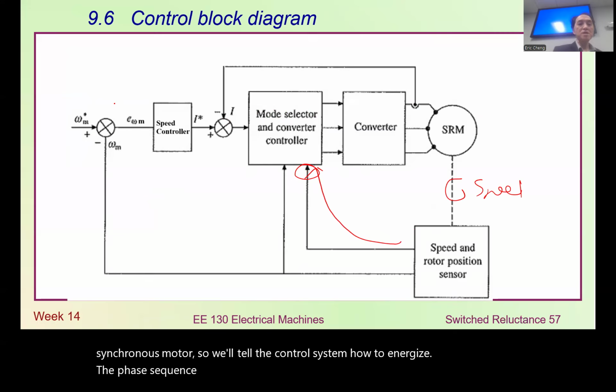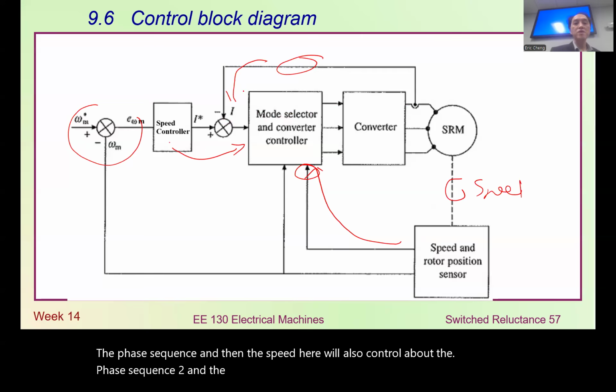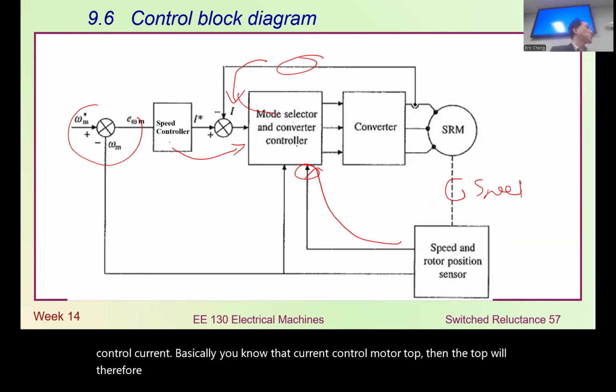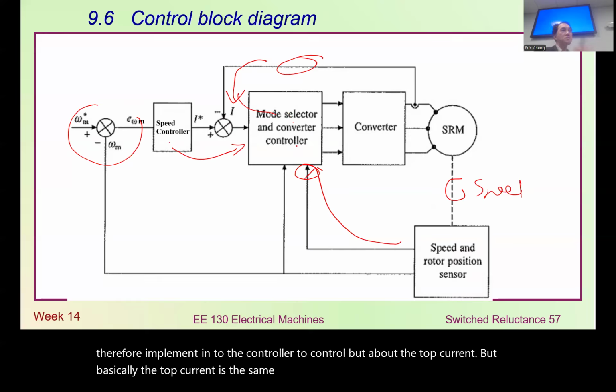And then the speed here will also control the phase sequence too. And the current control here, we haven't shown you how to control the current. Basically, you know that current controls the motor torque, so the torque will be implemented into the controller to control the torque current. But basically, the torque current is the same method as we control the DC brushless motor.